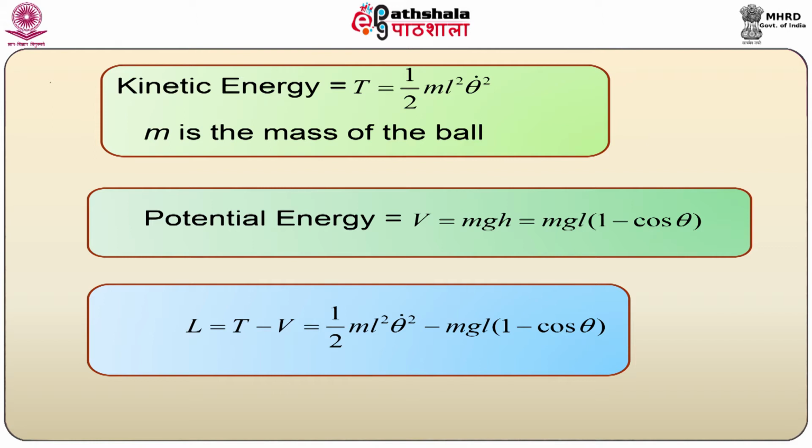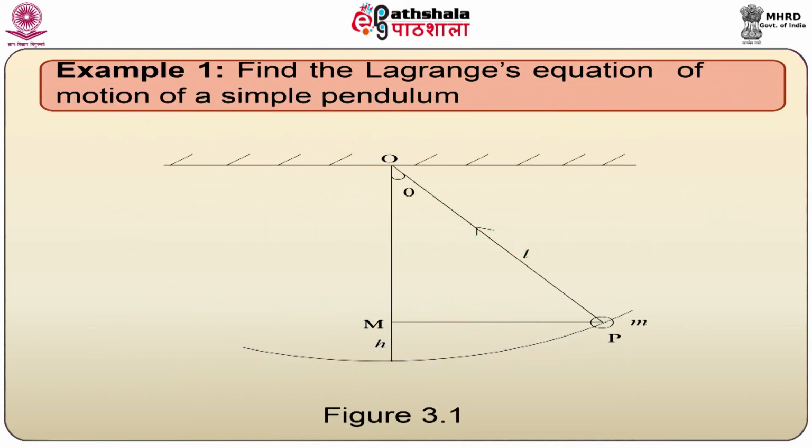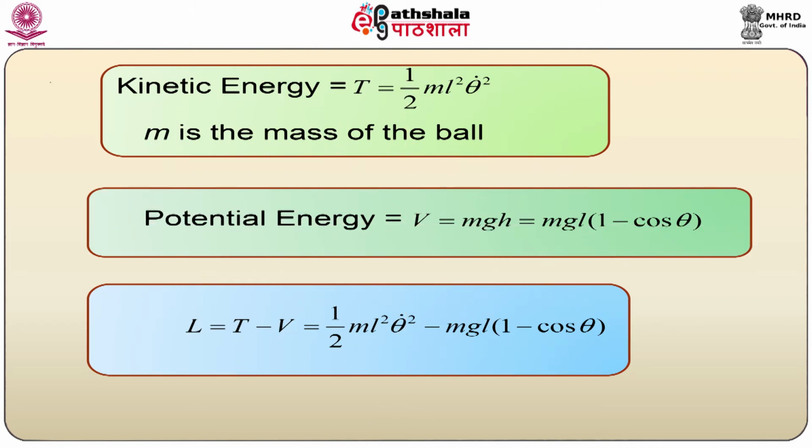h is the height. Let us calculate h. From the figure, we get h equal to L minus OM. OM is given by L into cos theta. From the triangle, we get the value of OM. Substituting h, we get V equal to mg into L into 1 minus cos theta.